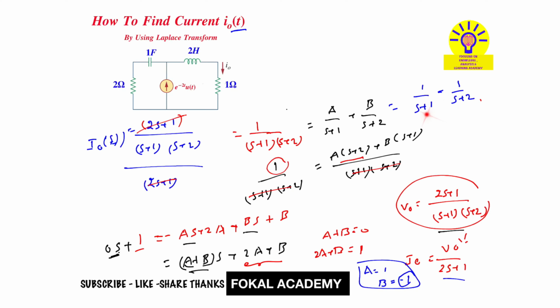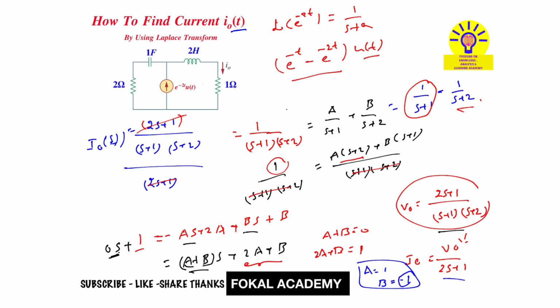Now we can easily apply the inverse Laplace transform because it is in the standard form. According to the Laplace transform, the Laplace transform of e power minus at is equivalent to 1 by s plus a. So it is in this form. For this, the inverse Laplace is e power minus t minus e power minus 2t, into u of t. u of t is the step signal, which just indicates that it is a causal signal. So this is I0 of t. This is the required I0 of t for the given problem, and this is the process of simplification.